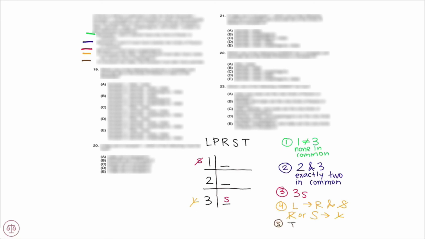And rule number 5, if a bouquet has tulips, that bouquet must also have peonies. So if tulips, then peonies. Contrapositive, if not peonies, then not tulips. All right, so it's our rules, our deductions, and our setup. Let's go ahead and hit the questions.